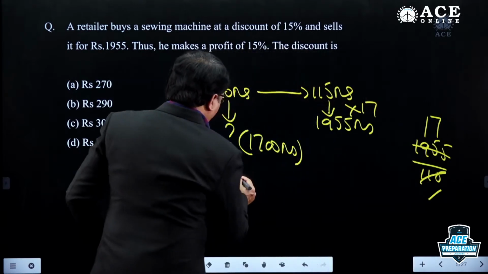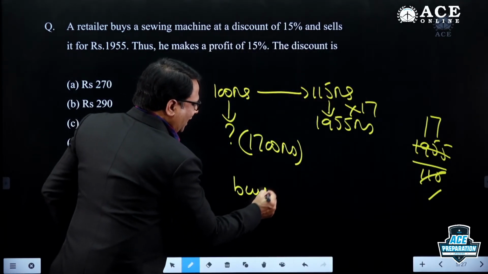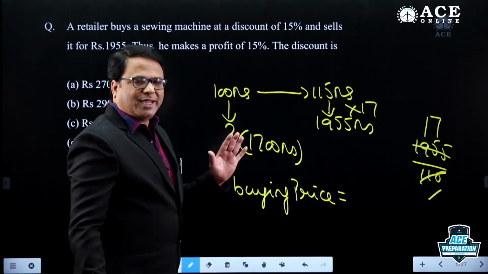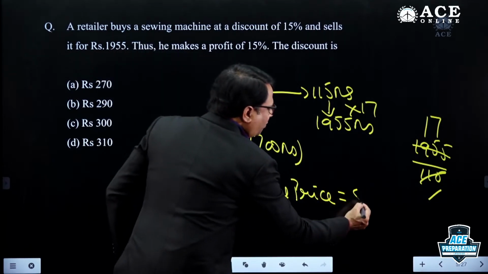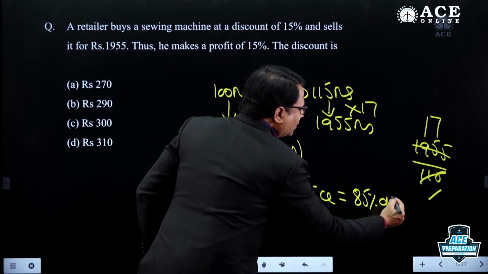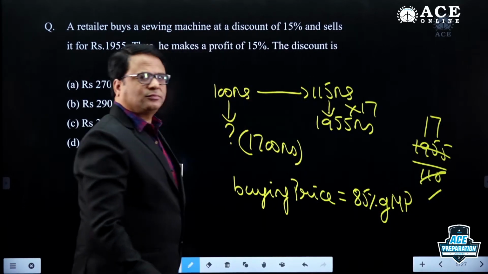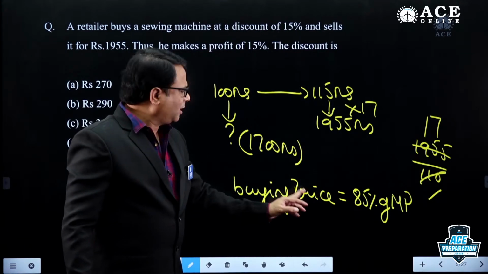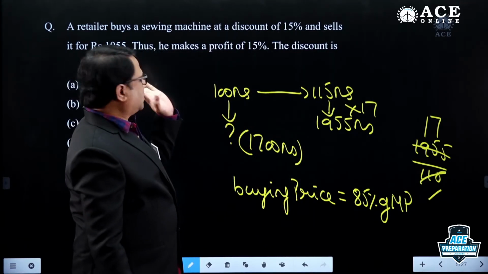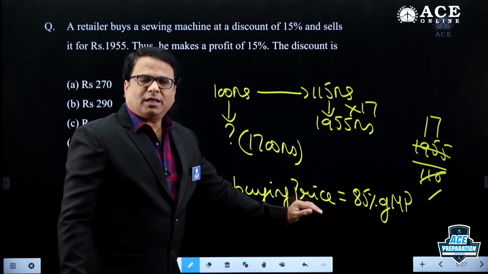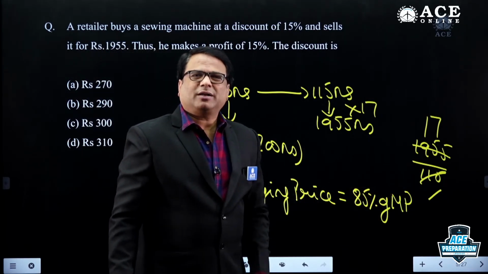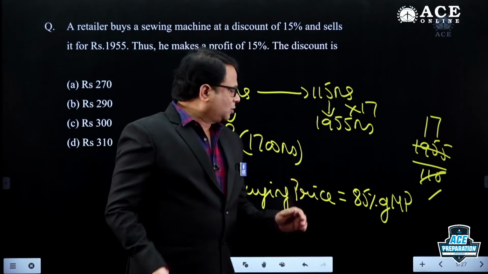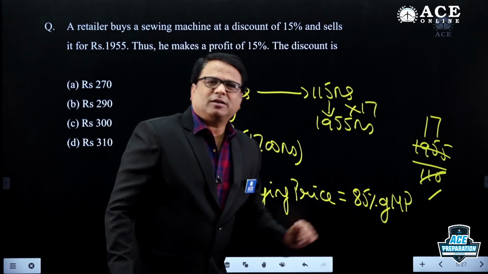Now I can write the buying price of the trader as 85% of market price. You agree with me? I can write the buying price of the retailer, the trader, as 85% of market price. Why 85%? Because 15% is the discount. So the buying price is 85% of market price.